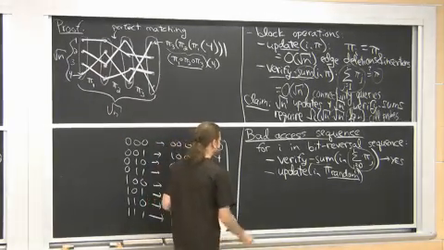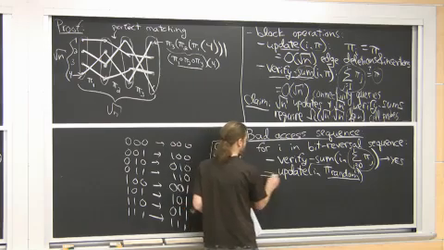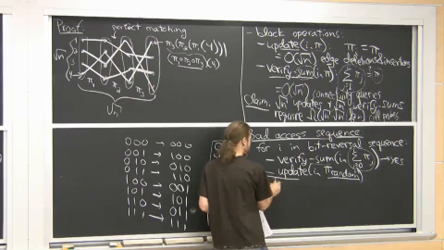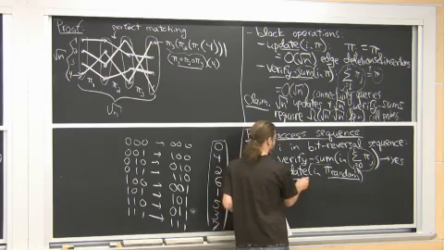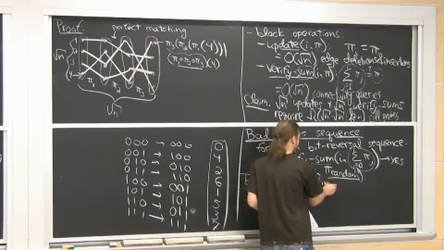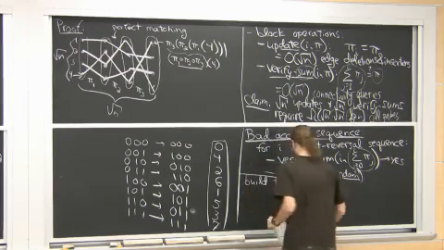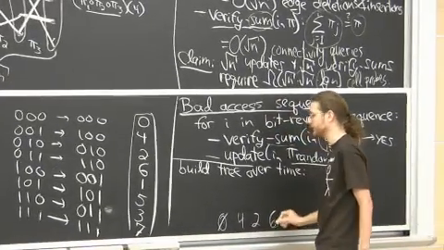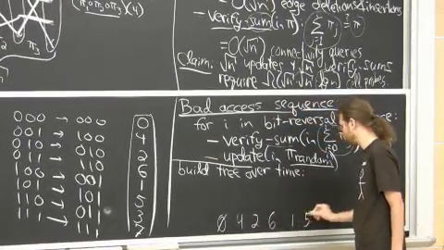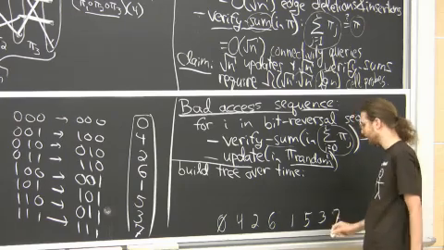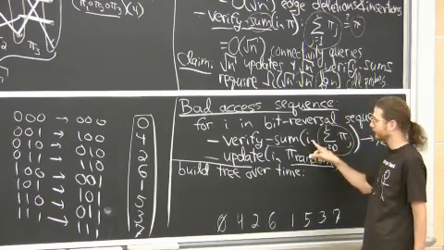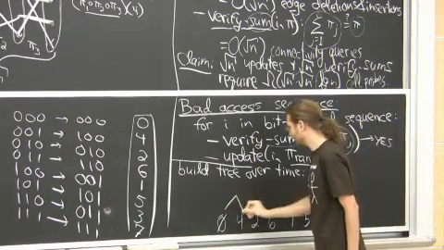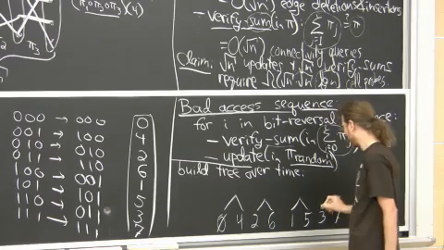Okay, and the big idea is to build a nice balanced binary tree over time. So we have on the ground here 0, 4, 2, 6, 1, 5, 3, 7. And when I write 5, I mean verify sum of 5 and update permutation 5. And then we can build a binary tree on that.